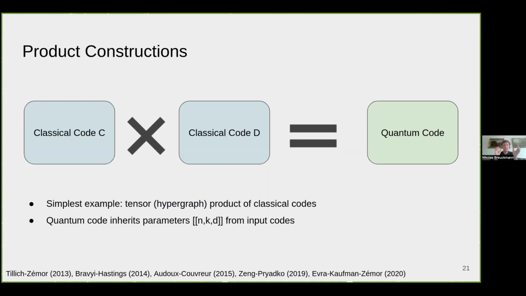We had two classical codes, but in general, it's hard to find classical codes which are orthogonal, which fulfill this commutativity condition. However, in this product construction, we can just take two arbitrary classical codes and turn them into a quantum code. The idea is to define this type of product. The simplest example is the tensor product, also called the hypergraph product. And the quantum code will inherit its properties from the input codes.